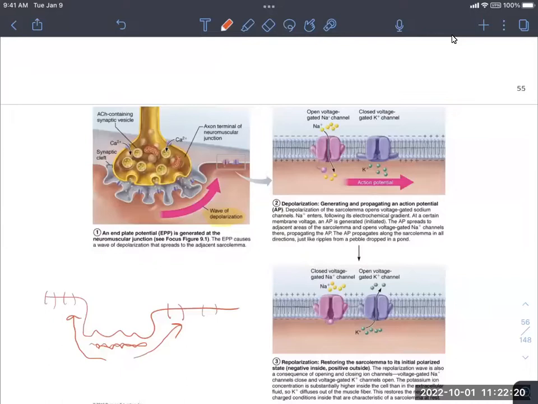So as everything gets set out, okay, now these channels are going to open. Sodium is going to come rushing in up over here, and sodium is going to come rushing in over here. And that entire process is going to continue all the way down the muscle cell.